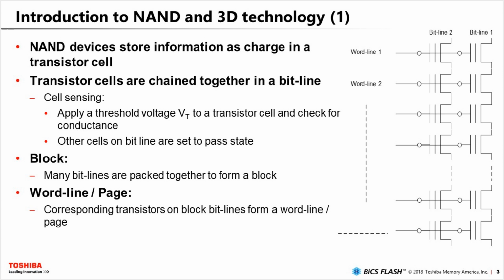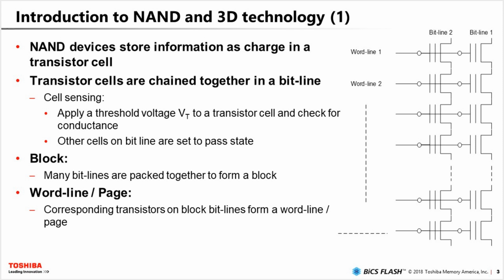The way the sensing works is that you store charge in the cell, and in order to understand if you actually have charge or not, you apply a certain voltage to the transistor. Now, you also apply high voltage to other transistors on the chain, and if the entire chain conducts, you know that the charge in the transistor was low enough to allow the threshold voltage that you applied to allow the entire chain to conduct.